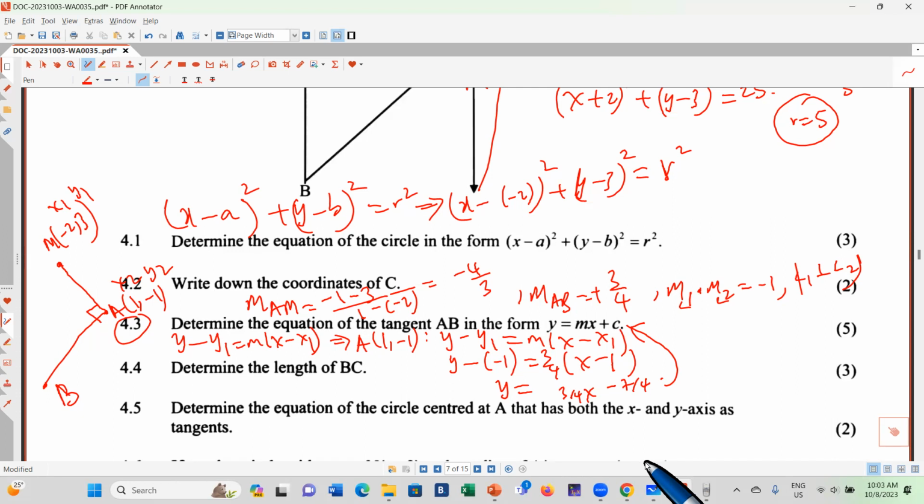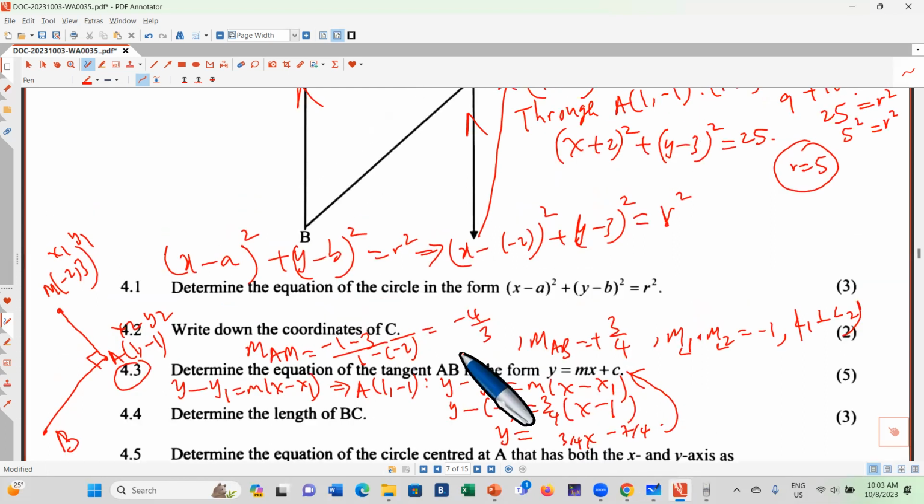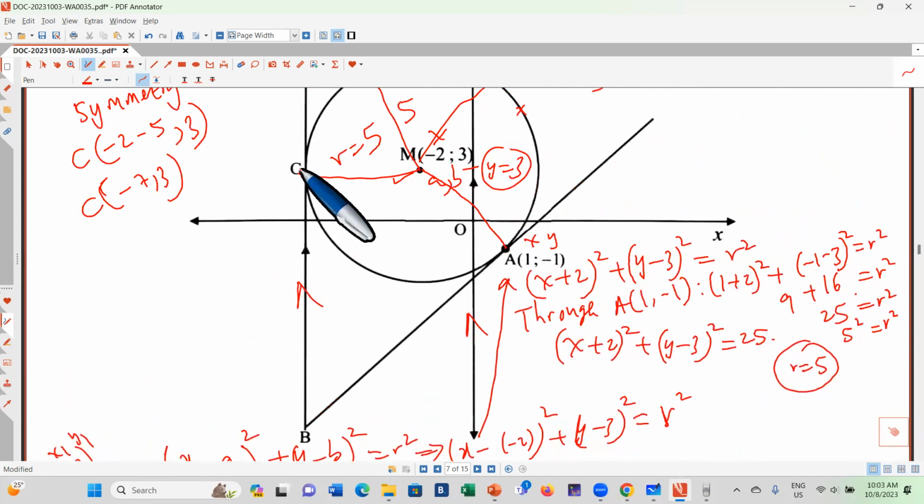The next thing is that in 4.4, we therefore need to find the length of BC. What is the length of BC? Right, so the length of BC can be found. Let's check. We're interested in the length of BC, so from B to C. What is the length from B to C? Right, so we know what this is.